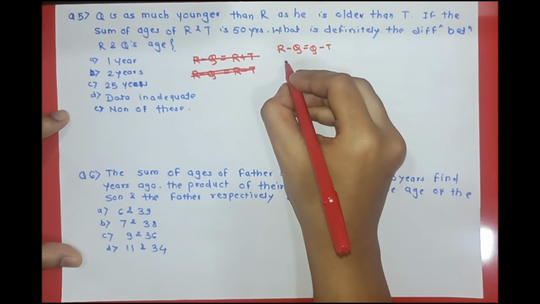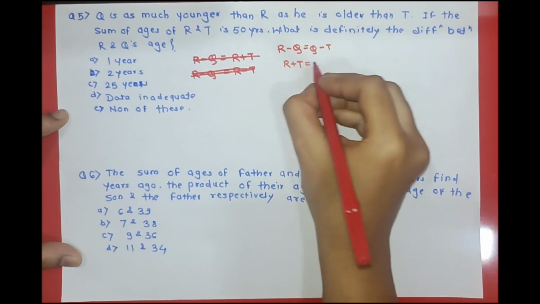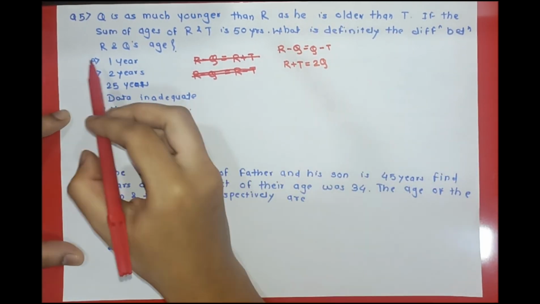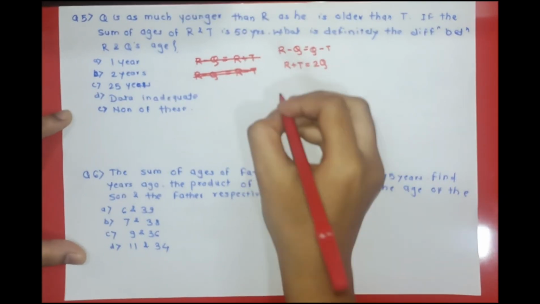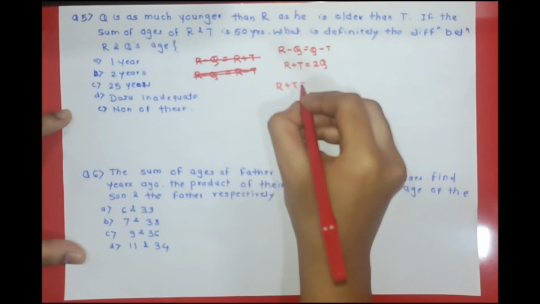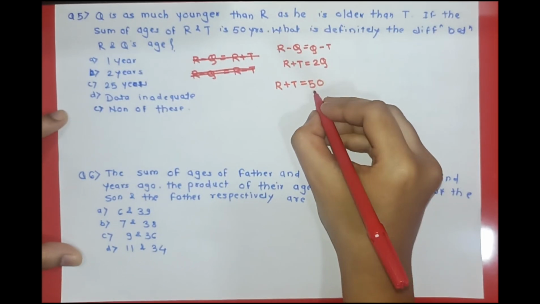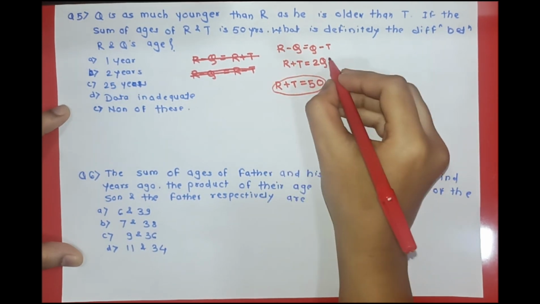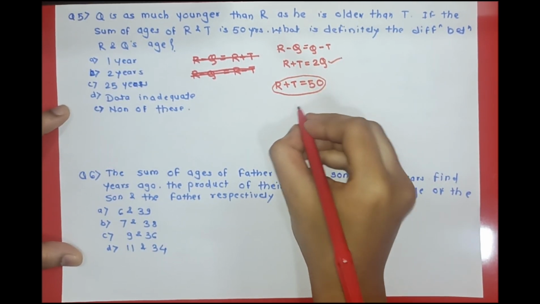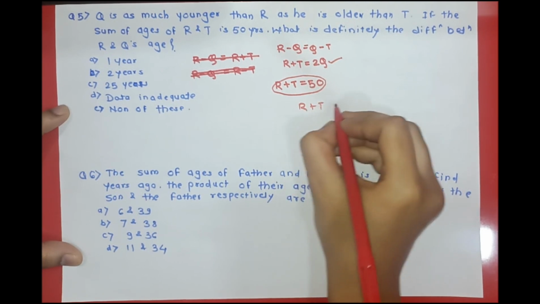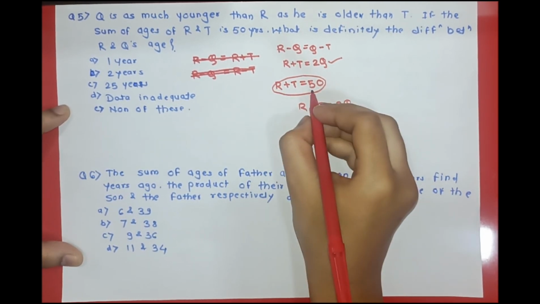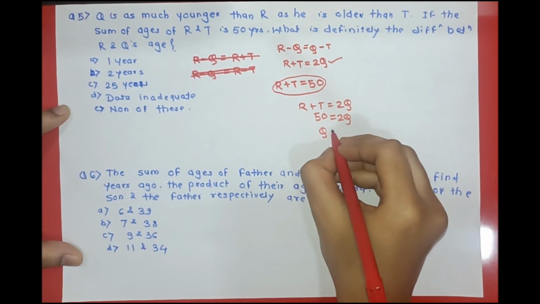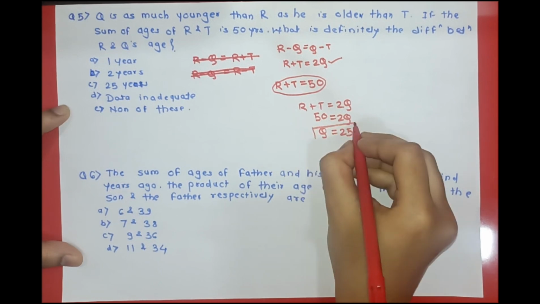If we solve this, we get R plus T is equal to 2Q. The second part of the question is, if the sum of ages of R and T is 50 years, so R plus T's value is equal to 50 years. So we can substitute this equation in this equation. The equation is R plus T is equal to 2Q, but R plus T's value is given as 50. So this 50 is equal to 2Q, and Q's value is 25 years.